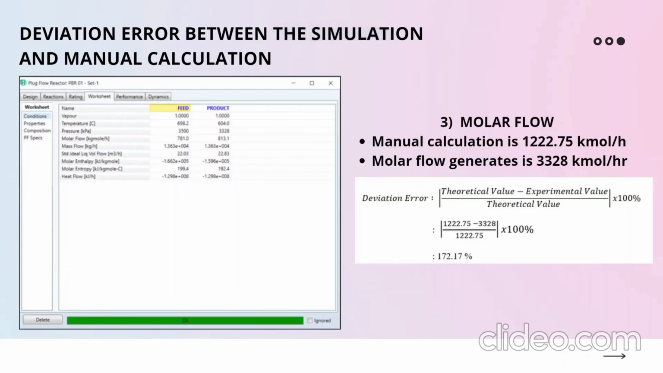The last deviation error that we managed to obtain from this simulation is temperature. The temperature of the outlet obtained is decreasing from 698.2 Celsius to 604 Celsius. It is proven by the manual calculation that the temperature calculated is increasing. This is because the conditions of the reactor slightly favored this endothermic reaction inside PBR01, which results in the decreasing of the conversion percentage.